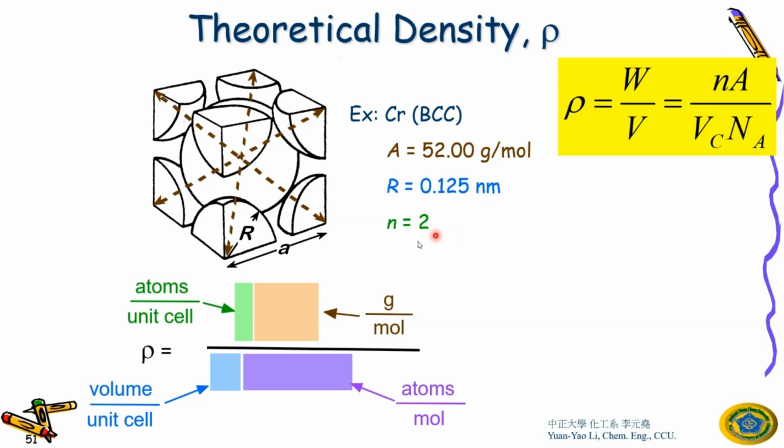The only thing I don't want to tell you is this one. If you don't know that the number n is equal to 2 for BCC, that will be the end of the story. You don't know how to do the calculation.